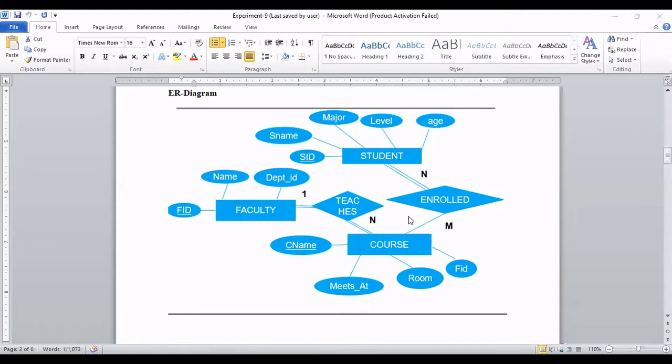From student to course, the relationship is enrolled, and from faculty to course, the relationship is teaches. The enrolled is a many to many relationship, and teaches is a one to many relationship. The cardinality of the relationship will decide whether we need a separate table for that relationship or not. For an entity we always need a table. For a relationship, while implementing this in MySQL, in the relational schema, whether we need a separate table or not.